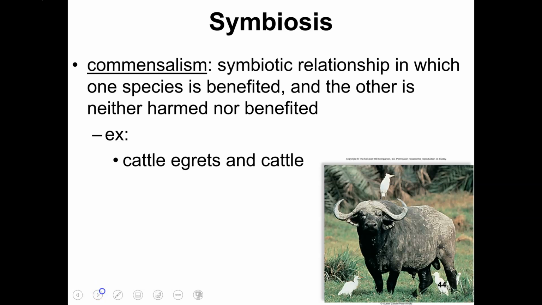So commensalism occurs in which one species, so again, species 1, is benefited, but species 2 doesn't really get any benefit or detriment, okay? An example of this would be cattle egrets and cattle. The cattle walk around, and the egrets hang out by them. They might stand on them or be right around them.